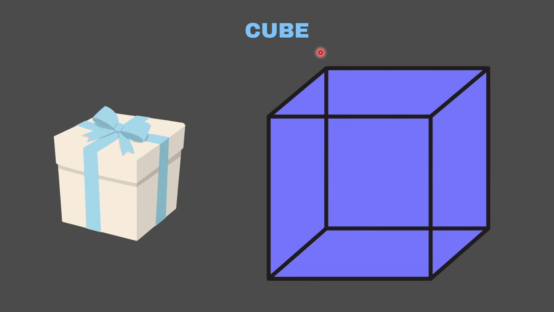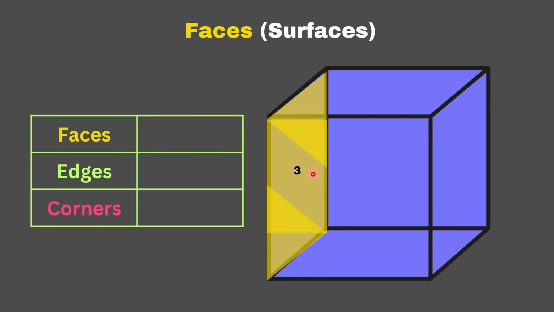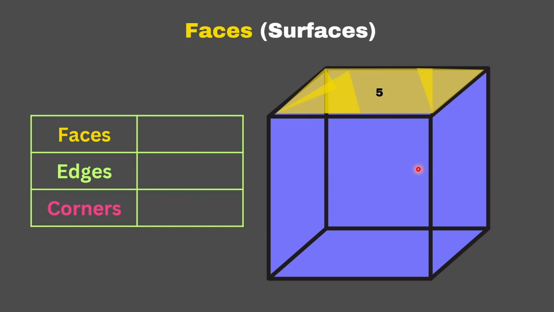Let's start with the faces of the box. Faces are the outer parts, the parts that we can see and touch. Let's count them. 1, 2, 3, 4, 5, 6. So, a cube has 6 faces.